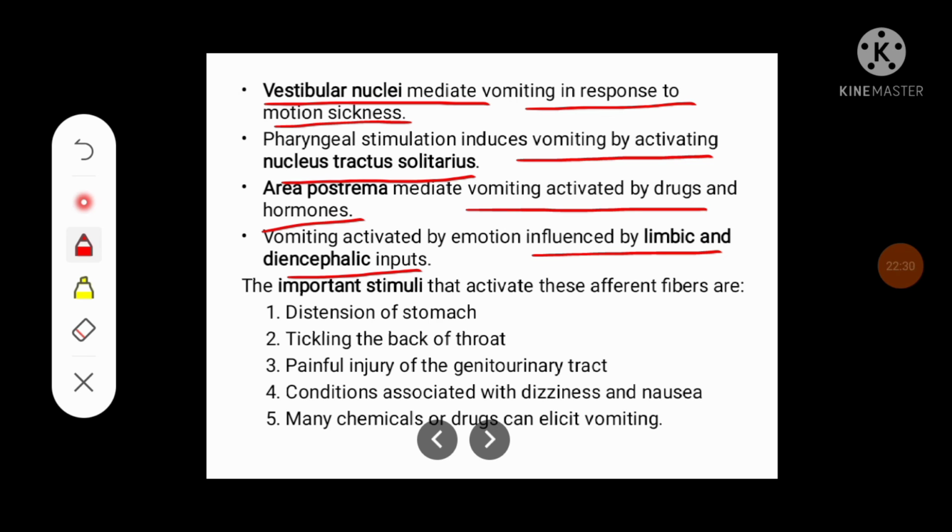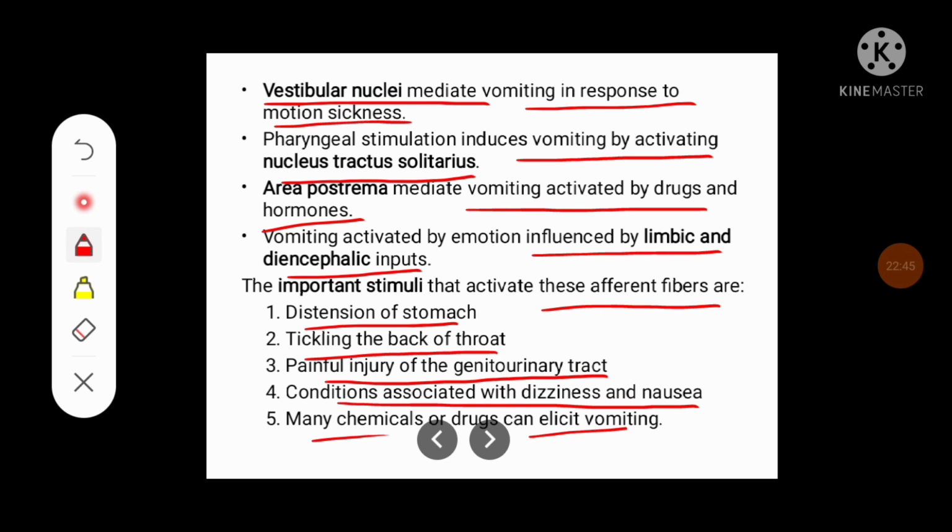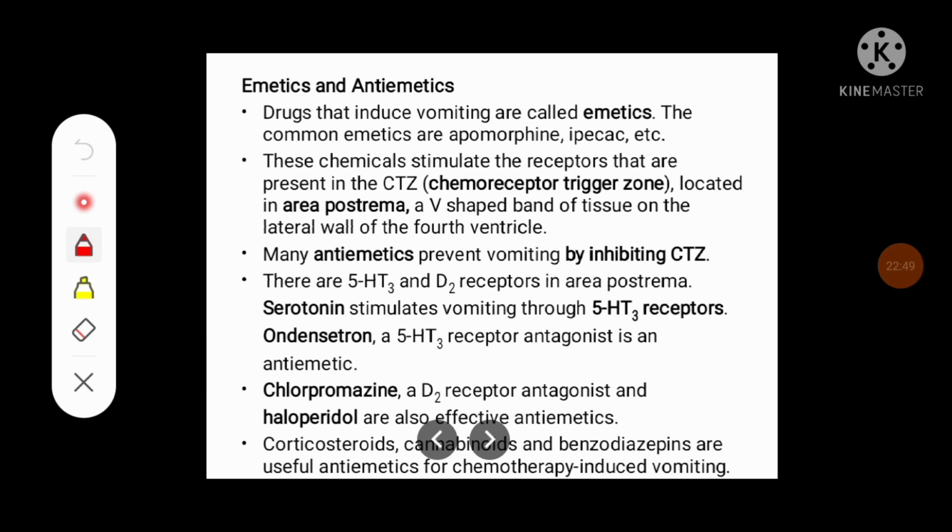The important stimuli that activate these afferent fibers are distension of the stomach, tickling the back of the throat, painful injury of the genitourinary tract, conditions associated with dizziness and nausea, and many chemicals or drugs that can elicit vomiting. The drugs that induce vomiting are called emetics. The common emetics are apomorphine, ipecac, etc.